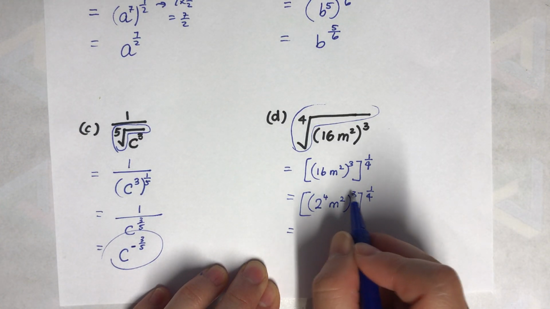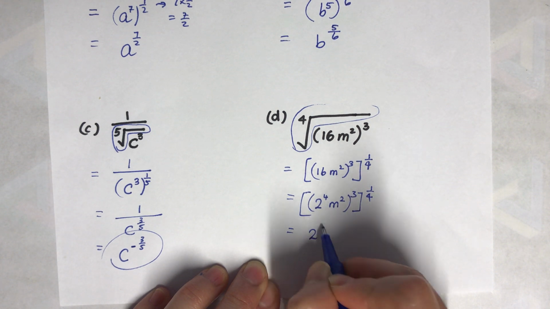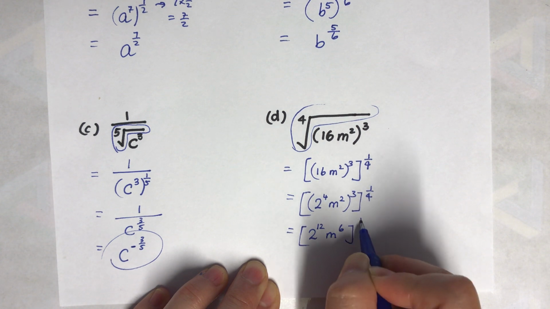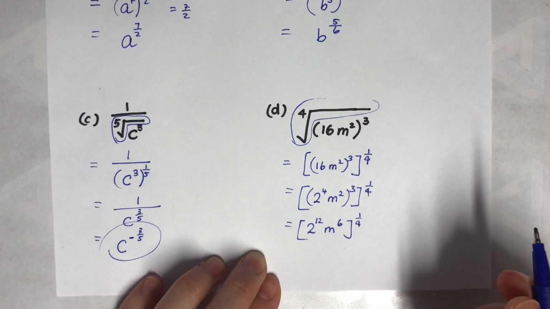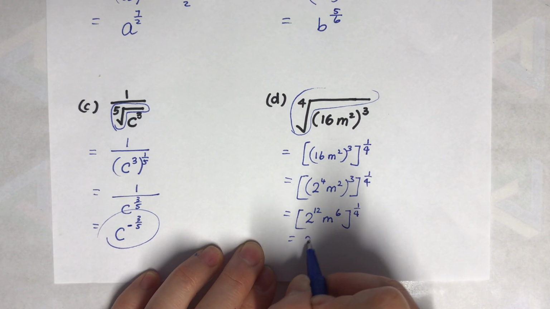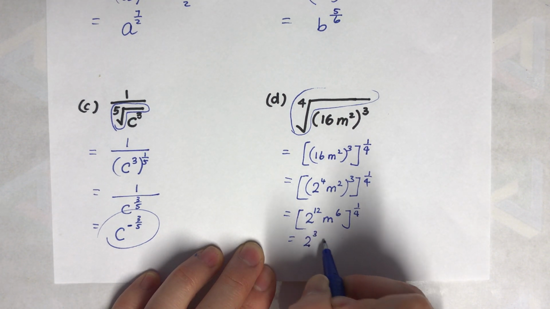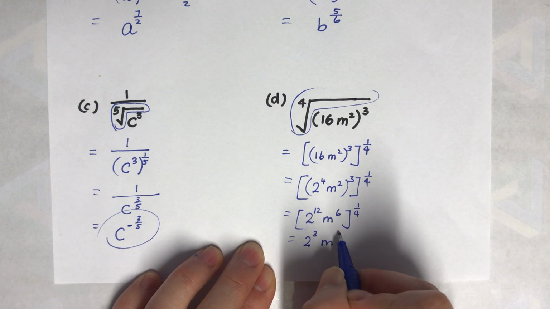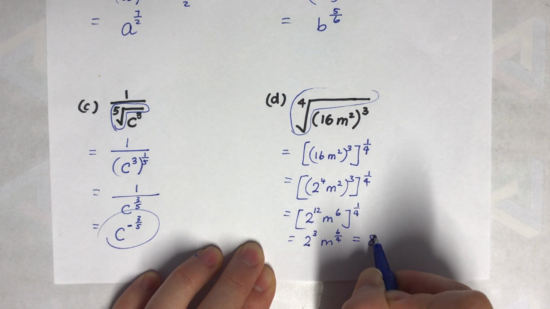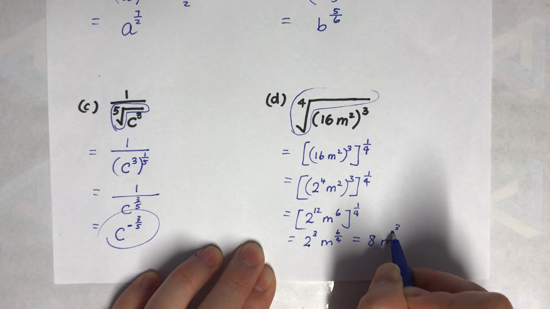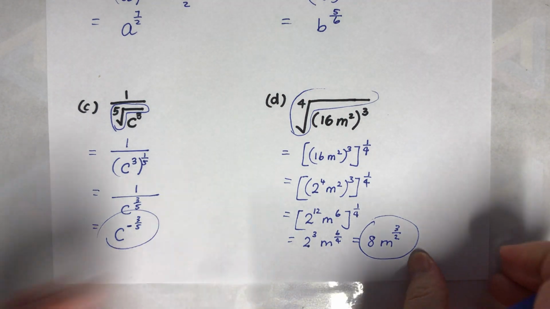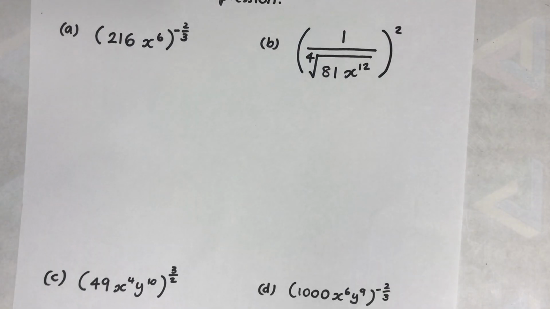So, let's share this power first. 2 to the power of 12, m to the power of 6, and then 1 over 4. Okay, so it'll be 12 times 1 over 4, 2 to the power of 3, m, you times it, you'll get 6 over 4, which is 8, m to the power of 3 over 2. Okay, so that's my answer. Excellent. All right, next.